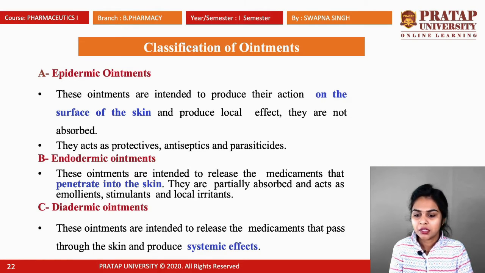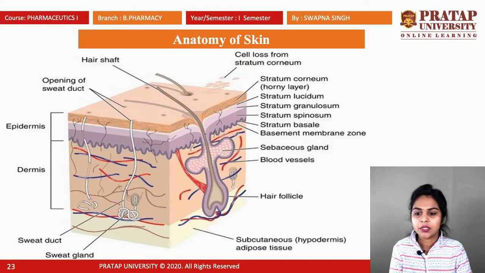That means, the difference between all these three ointments. First is epidermic ointment. They produce their action on the surface of the skin, or you can say the local effect. And endodermic ointments release the medicament and penetrate into the skin, and after that they are absorbed, and sometimes it is used as emollient, stimulant, or local irritant. But diadermic ointments show their systemic effect. So these are the differences between epidermic, endodermic, and diadermic ointments.